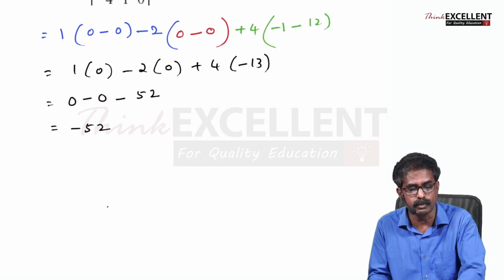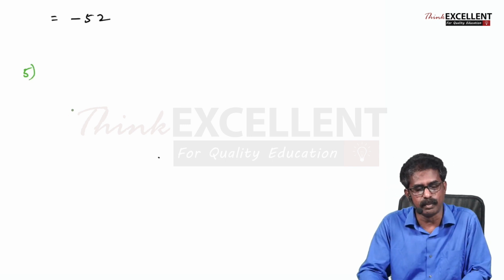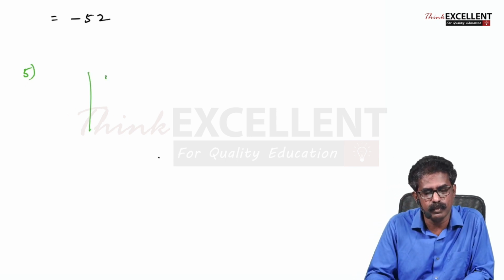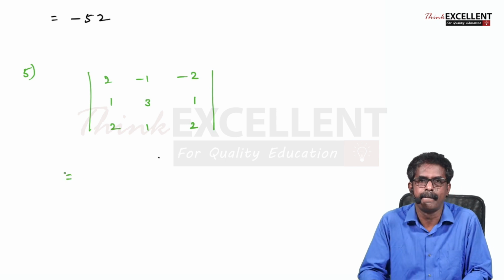So like this you can expand a 3 by 3 determinant. So you have got some idea. Still you may have some more doubt. So I'm going to explain one more 3 by 3 determinant. Listen. 2 minus 1 minus 2, 1, 3, 1, 2, 1, 2. Just to take simple numbers for you to understand easily.